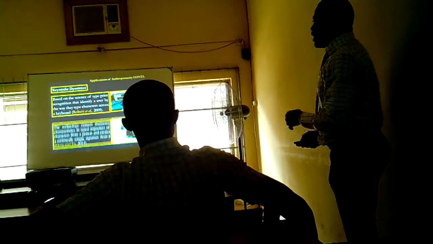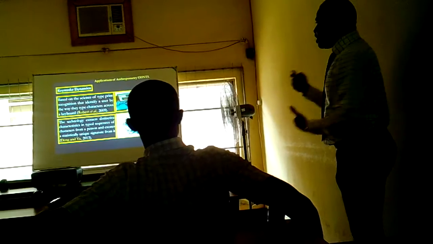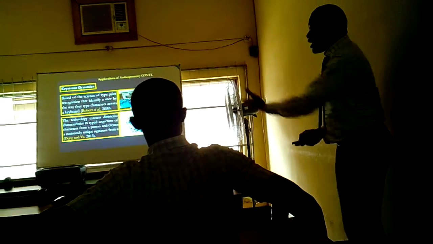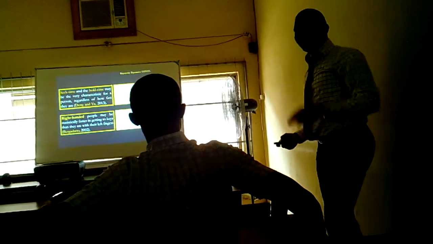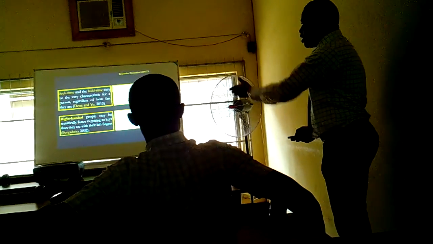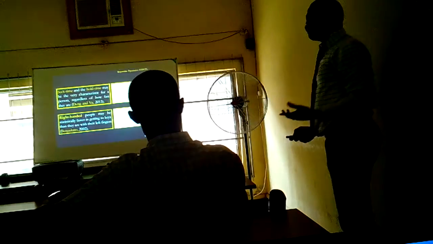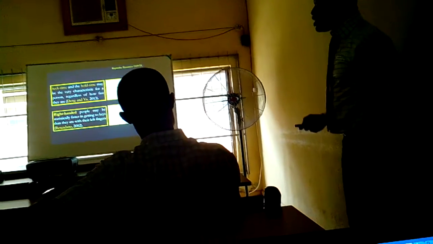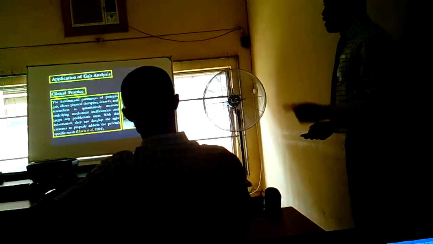Then we have keystroke dynamics, which is based on the science of typing rhythm recognition that identifies how a user types. The technology extracts distinctive characteristics like the way, the seek time, which is the time it takes for an individual to look for a key and press it, and the hold time. Right-handed people may be statistically faster in getting to keys than they are with the left fingers.